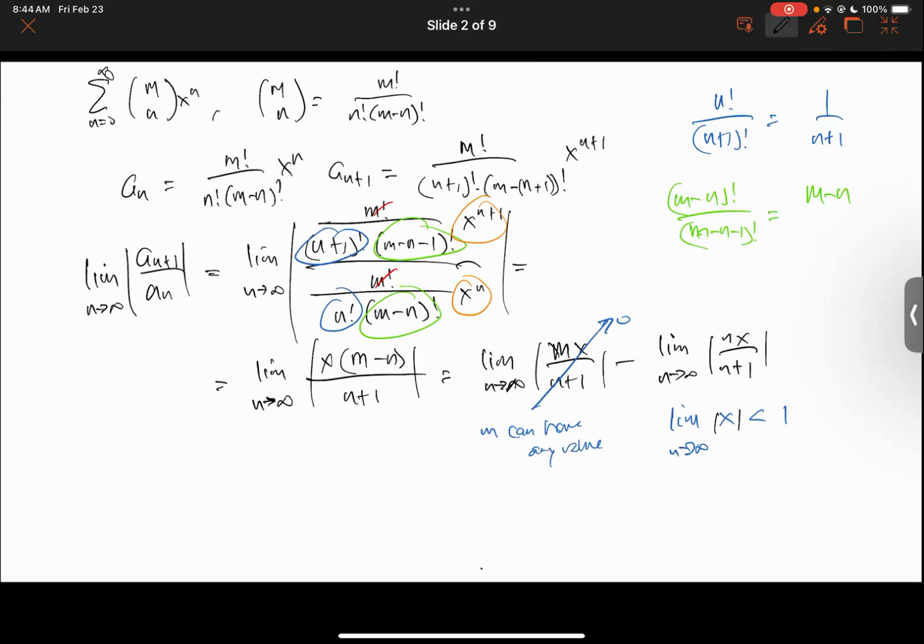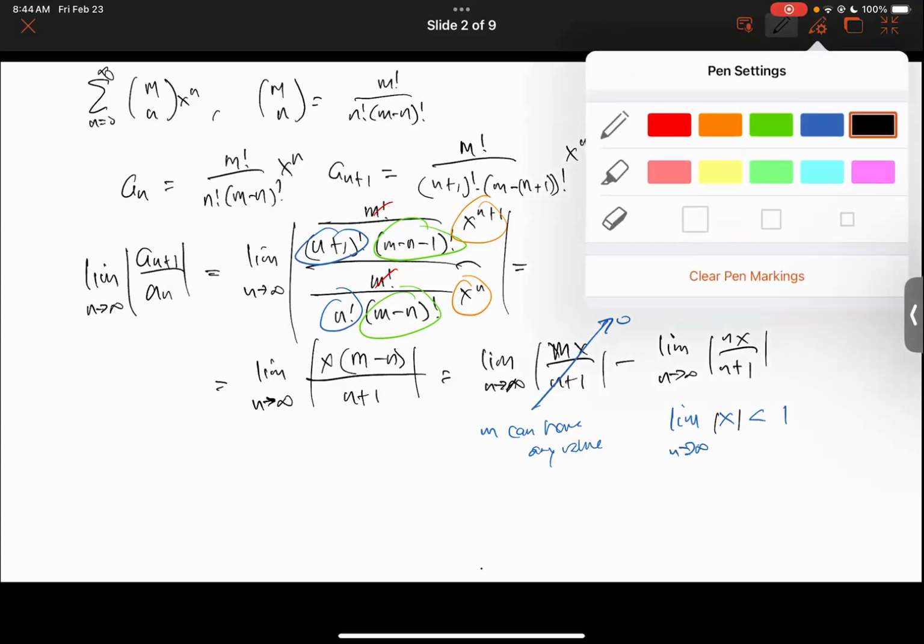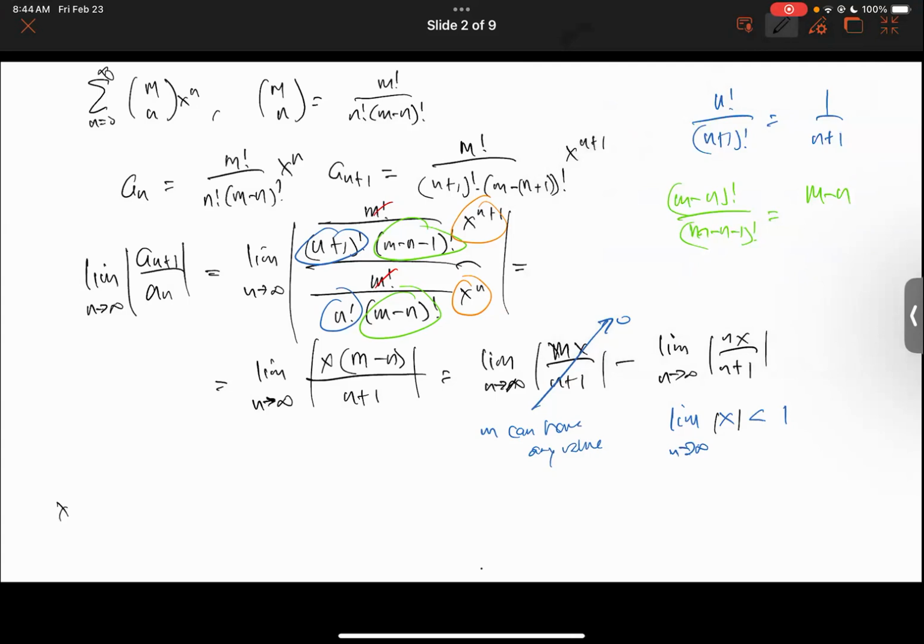So what about x equals 1? Remember that f of x is equal to 1 plus x raised to the m. So this is just 1 plus 1, so 2 to the m, which is a finite number. So anong mangyayari dito ngayon? So if x equals 1, then f of x is equal to 1 plus 1 raised to the m, or 2 to the m, which is a finite number.